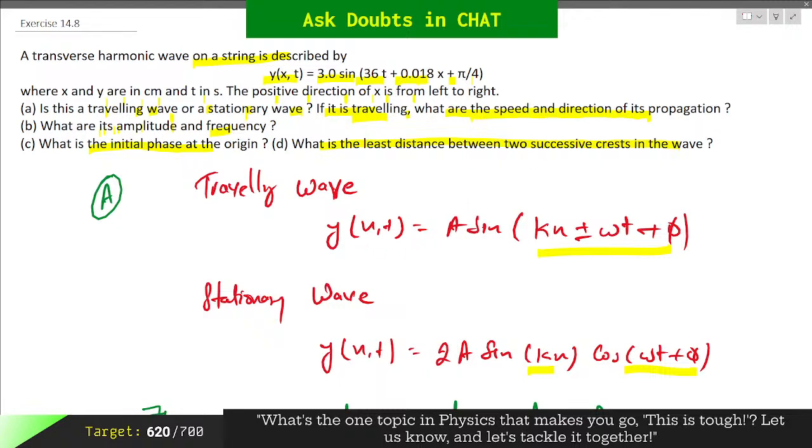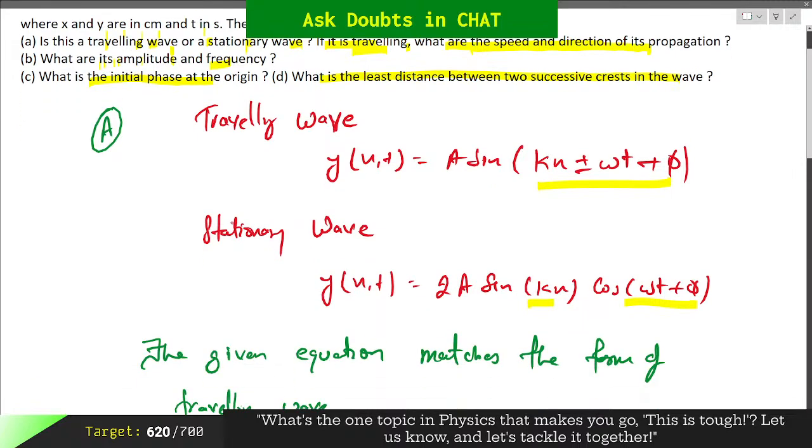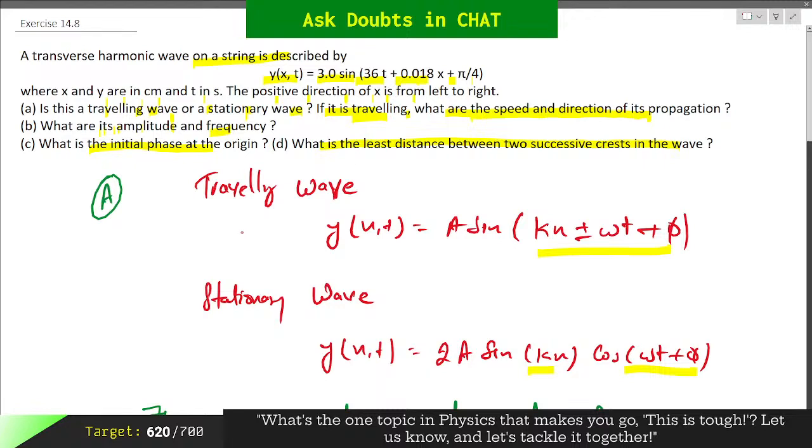So a traveling wave is given by this form, y as a function of x and t, equal to A sin(kx ± ωt + φ), or it can be a function of cos as well. Similarly, a stationary wave is given as 2A sin(kx) cos(ωt + φ). Now the given function is of the form of a traveling wave, so we can say that it is a traveling wave, and we have to find out the amplitude and frequency.